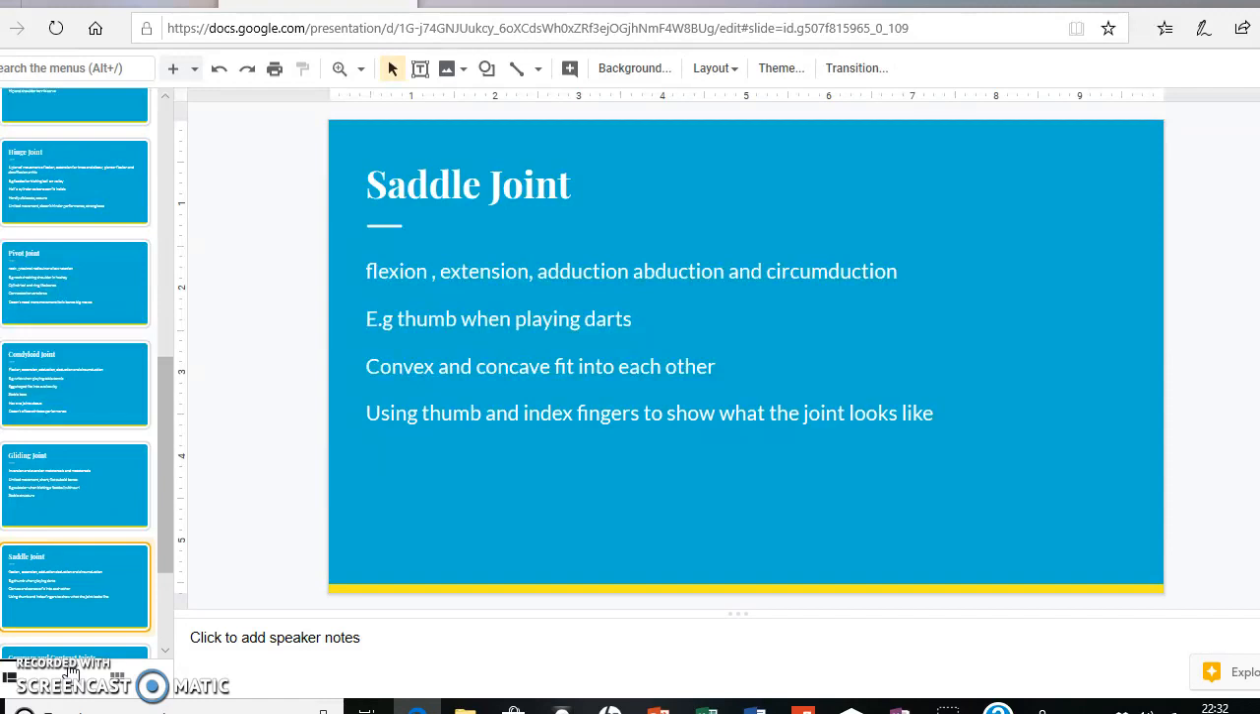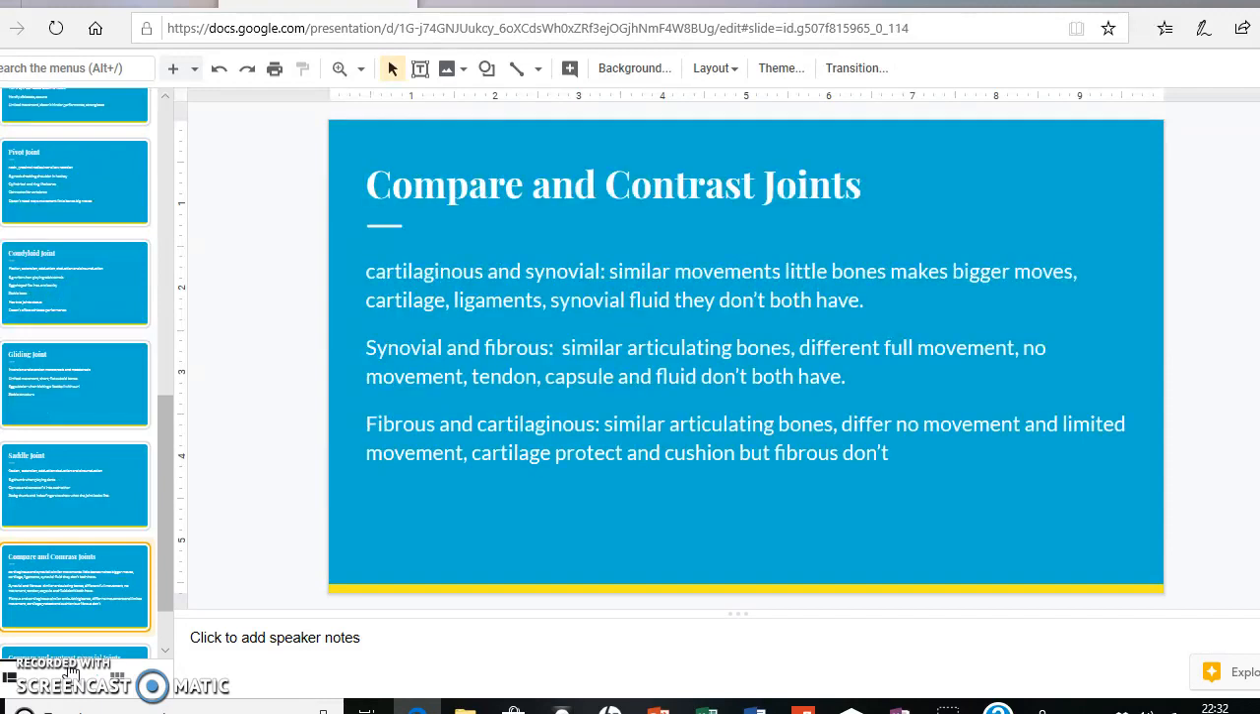Another way to be able to see what this joint looks like is by putting the space between your thumb and index fingers on top of each other, and to try and move them in different directions. By doing this, you should see that it is impossible to do rotation because the thumb and index fingers get in the way. Then imagine this as the bone in your thumb.